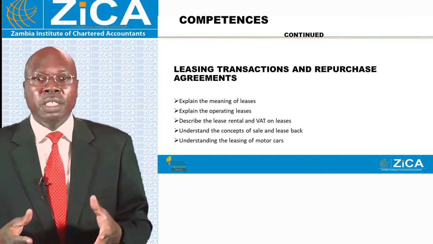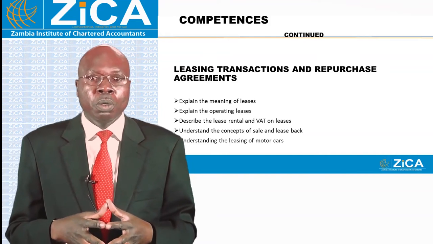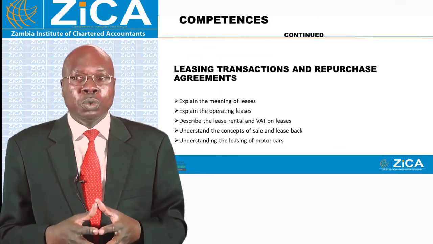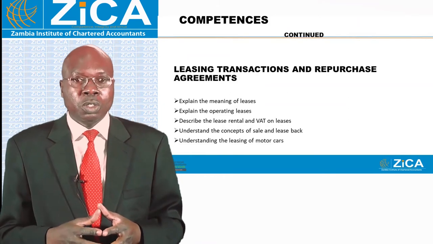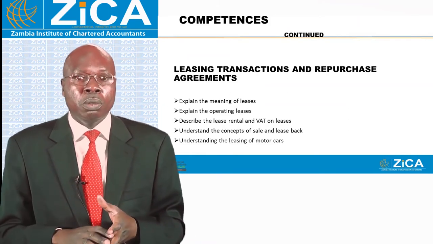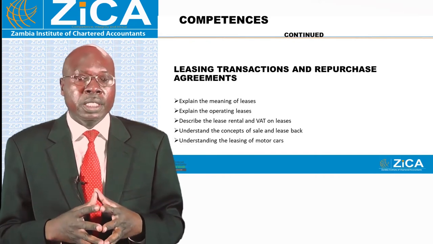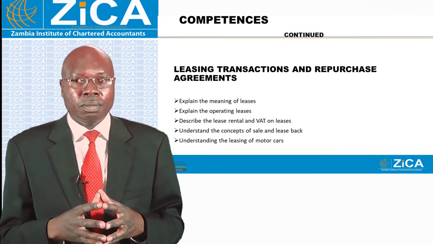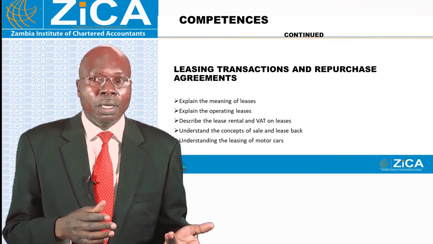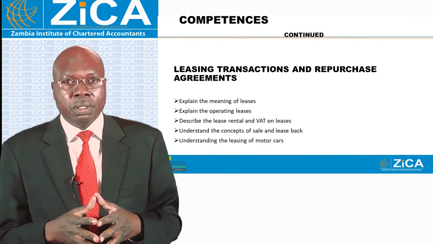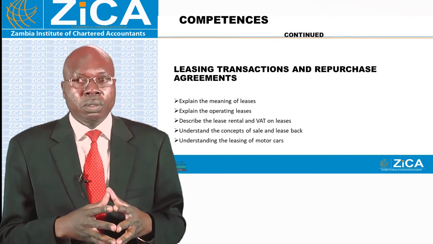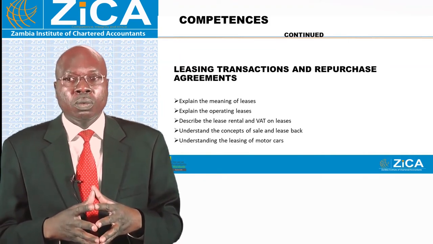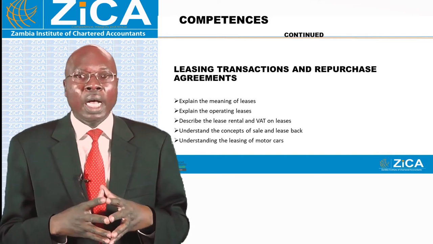What is a lease? The word lease sometimes confuses many people, but it's synonymous with renting. When you lease an asset, it means you have hired an asset. You are renting an asset in exchange for rental payments for the use of that particular asset. So a lease is a contract between a lessor and a lessee. The lessor is the owner of an asset, and the lessee is the client or the tenant who has hired the asset.